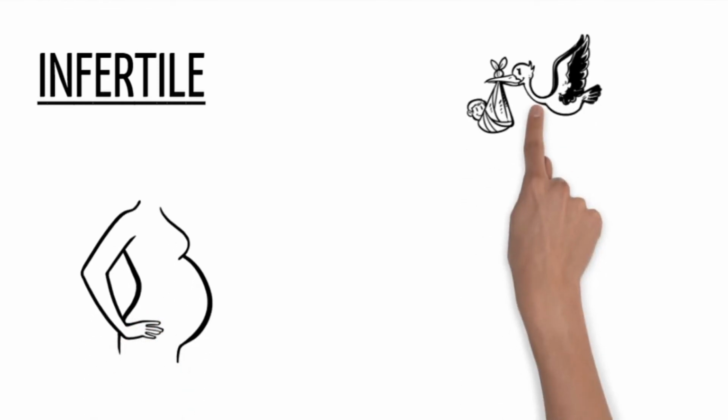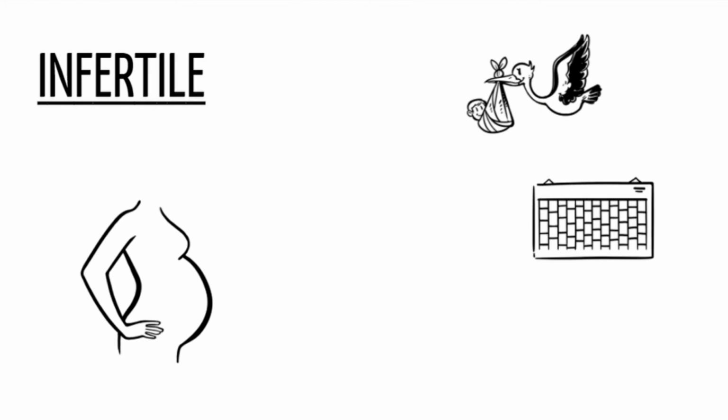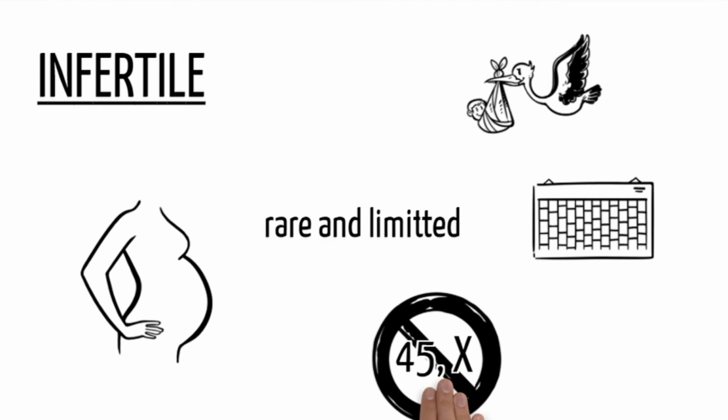Women with Turner syndrome are almost universally infertile. While some women with Turner syndrome have successfully become pregnant and carried their pregnancies to term, this is very rare and is generally limited to those women whose karyotypes are not 45X.